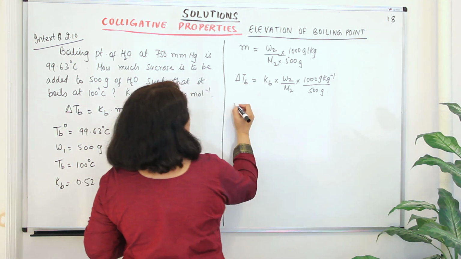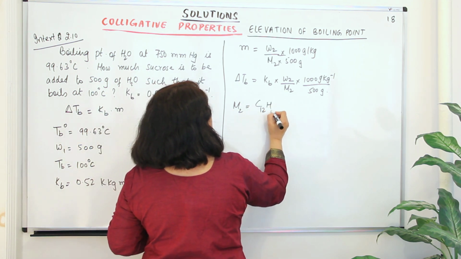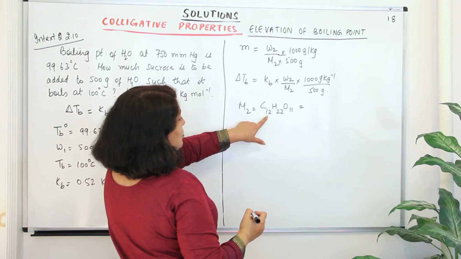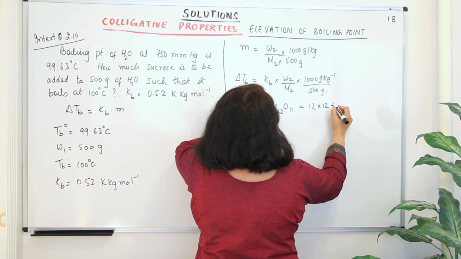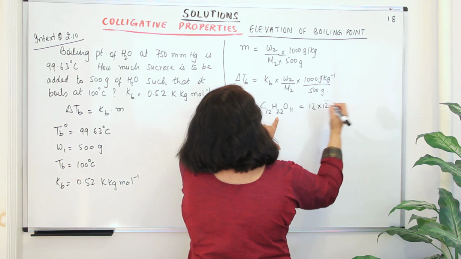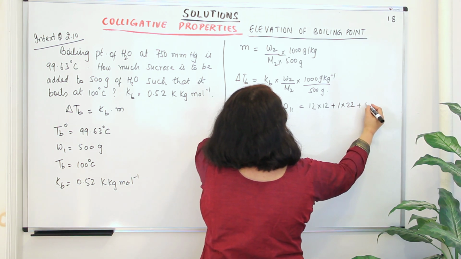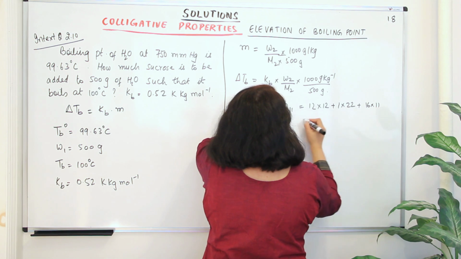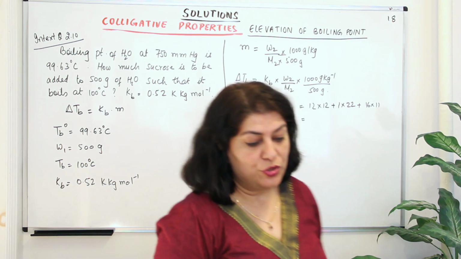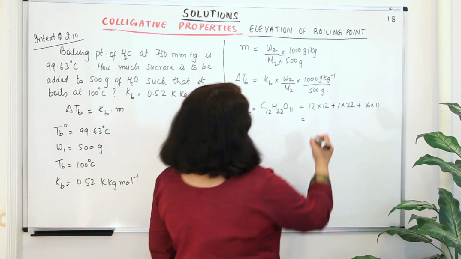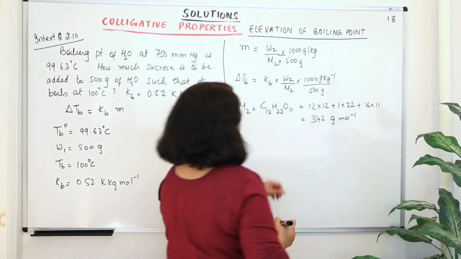The formula of sucrose is C12H22O11. The mass of carbon is 12 and there are 12 atoms of carbon, so 12 into 12, plus the mass of one hydrogen is 1 and there are 22 hydrogens, so 1 into 22, plus the mass of oxygen is 16 and there are 11 oxygens. When you find the sum of all of these, you will get the molar mass of sucrose as 342 grams per mole.